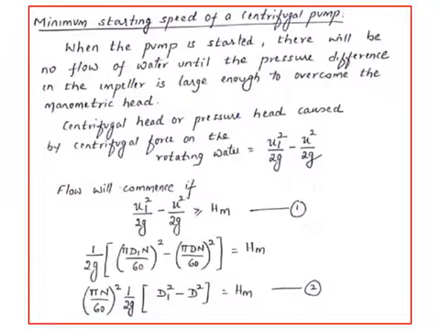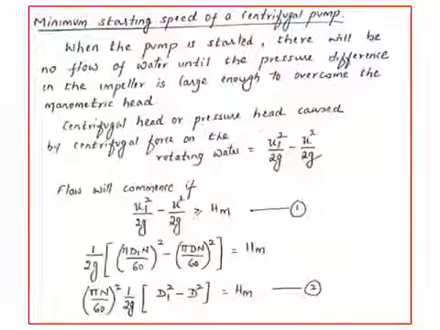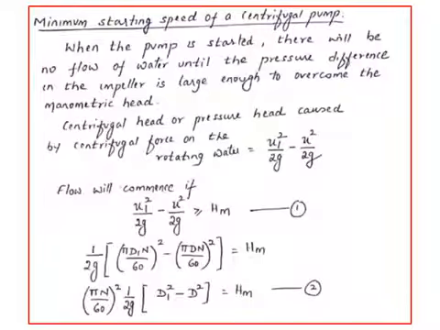But now when the pump is started, the flow of water will take place only when the centrifugal head that is created is more than the manometric head. The pump has to work against this head. So when the centrifugal head is more than the manometric head, then the flow will start commencing. So the flow will commence only when the difference of the centrifugal head between the outlet and the inlet is greater than the manometric head.